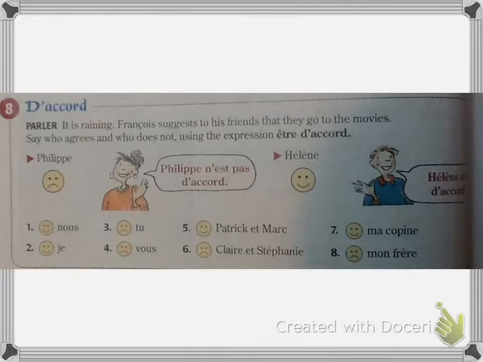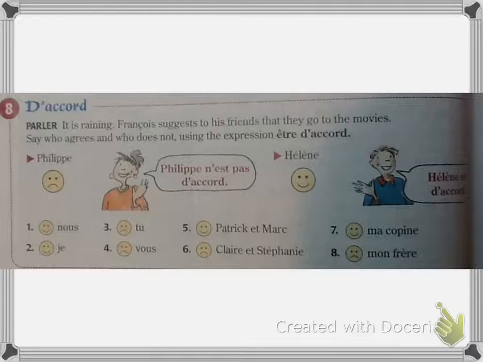Exercice 8. D'accord. It is raining. Francois suggests to his friends that they go to the movies. Say who agrees and who does not using the expression être d'accord. So, because we have a frowning face here, we say Philippe n'est pas d'accord. Because we have a smiling face, we have Elan est d'accord.